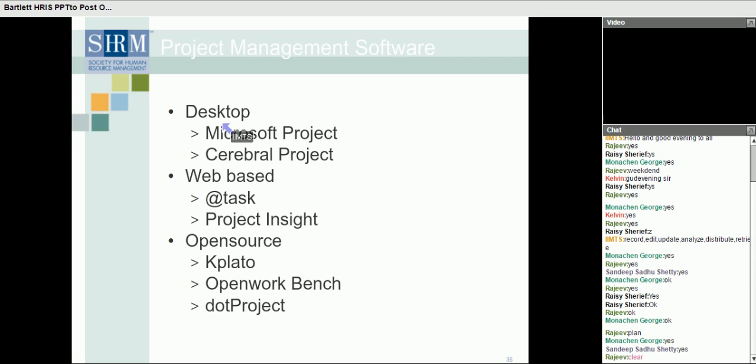Some of the project management software: desktop ones are Microsoft Project or MS Project, then Cerebral Project. Web-based project management software are Project Insight, Task. Open source software are Kplato, Open Workbench, Project.